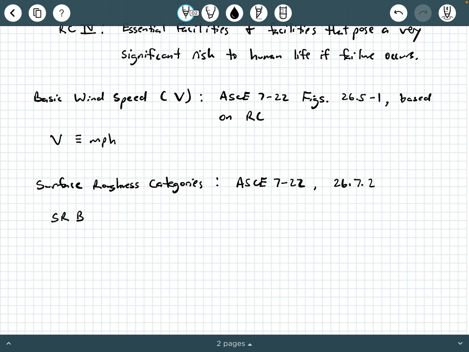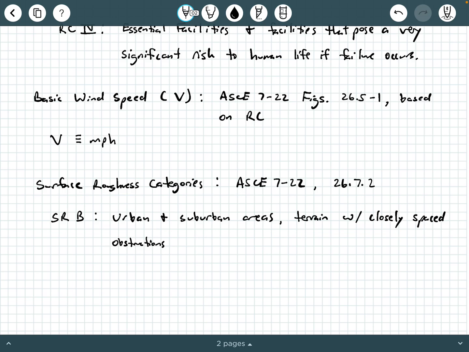Okay, so if we're looking together at our ASCE 7-22, I'm going to say SRB, surface roughness category B. That's going to be urban and suburban areas, okay? Now, typically this is also terrain with closely spaced obstructions. All right, so when you're thinking about a downtown of a city, that would likely be surface roughness B, okay?